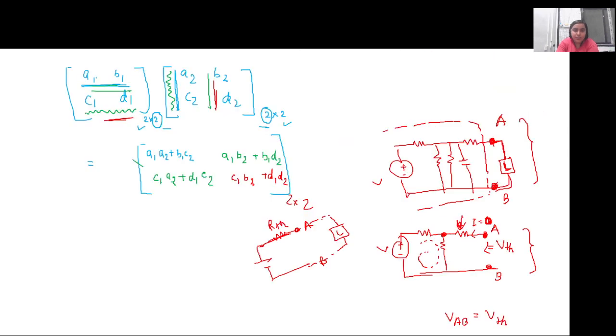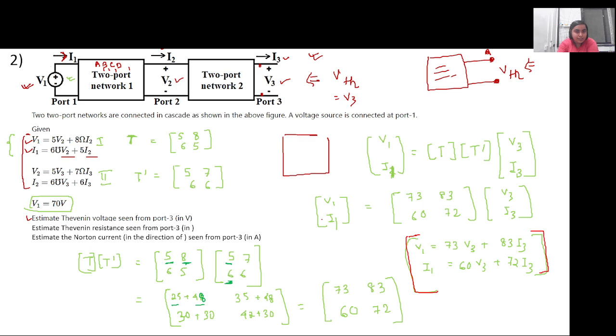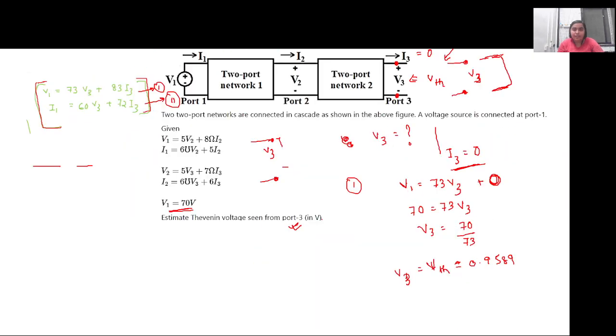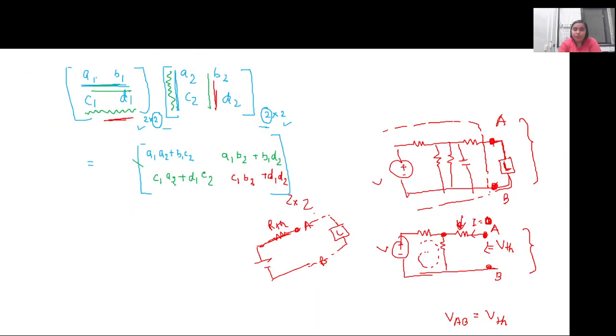Now the second part of the question asks us to estimate the Thevenin's resistance as seen from port 3. So how did we calculate Thevenin's equivalent resistance in a normal circuit? Whatever the net equivalent resistance across this terminal AB, that we have to calculate. Or, remember when we started doing dependent sources, we calculated the short circuit current ISC, and we calculated R Thevenin as V Thevenin divided by the short circuit current.